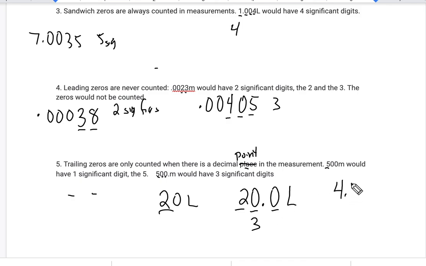Okay, like 4.70. That 0 is a trailing zero, but there is a decimal, so you would count it. That has 3. If you had like 0.0070, well, remember leading zeros are never counted, but the 7 is counted. And trailing zeros are counted when there's a decimal point in the number, so you would count that. So that one has 2. Okay, so now you need to do the homework that goes with this and make sure you know how to do that work. Okay, that's it.